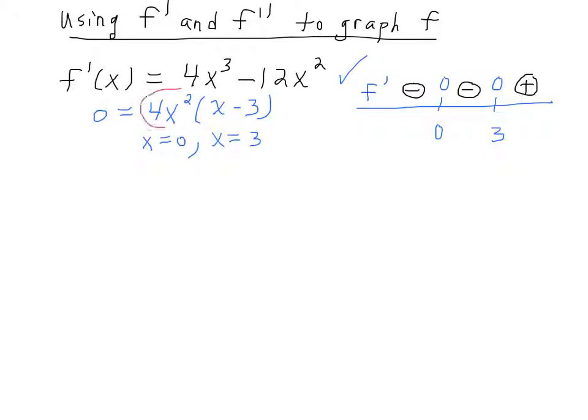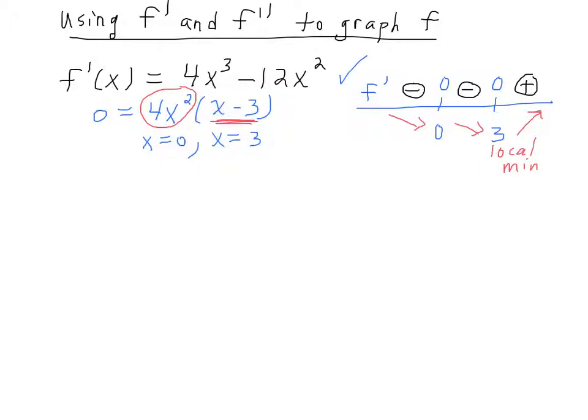Keep in mind this 4x squared term is always positive, so you really just had to plug into this x minus 3 factor. This tells us that our function f is going to be decreasing, then it's going to still be decreasing, and then it's going to be increasing. So we know that at 3 we're going to have a local min, and at 0 we don't see a change in sign, so it's not going to be a min or a max. It's going to be something else. More on that in a little bit.